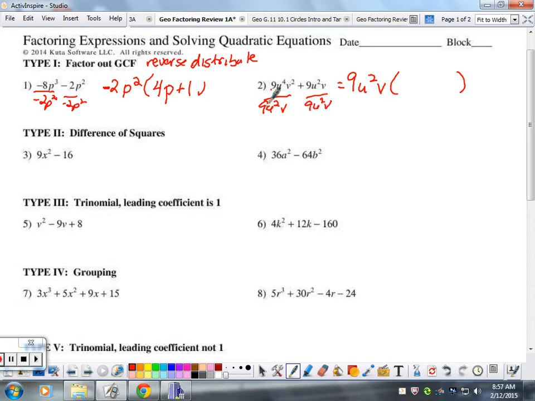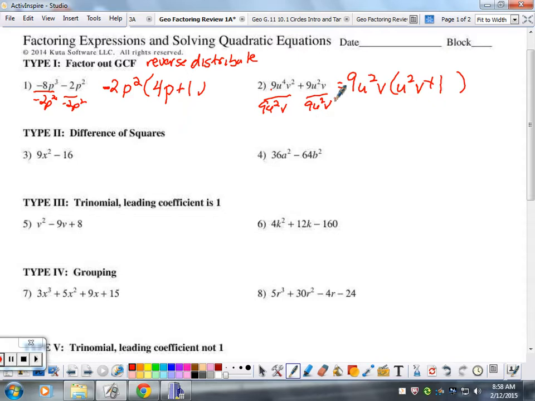So the 9's cancel out. U to the 4th over u squared. So 4 factors of u over 2 factors of u. Picture kind of canceling out 2 of them. What's left? U squared. And remember our laws of exponents. If it's the same base and you're dividing, you subtract those exponents. But the reason we do that is you can picture 4 u's over 2 u's and canceling them out. Let's see, v squared over v. 2 factors of v over 1 factor of v. Okay, plus 9 over 9 is 1. U squared over u squared v. That looks like a plus 1 as well.